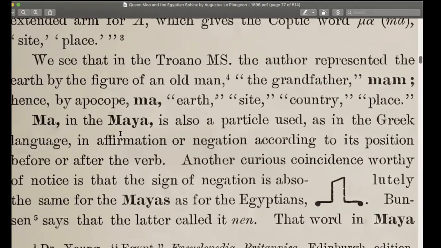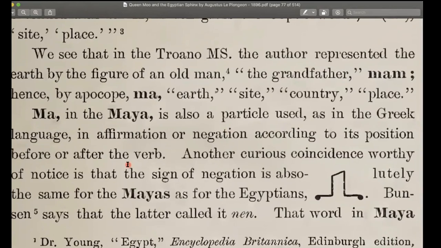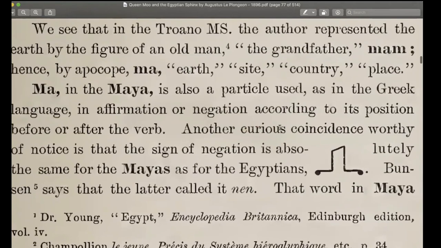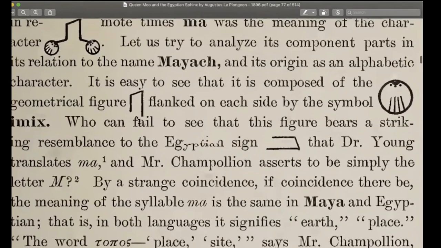Ma in the Maya is also a particle used, as in the Greek language, as an affirmation or negation according to its position before or after the verb. Another curious coincidence worthy of notice is that the sign of negation is also, all right, absolutely the same for the Mayas as for the Egyptians. You see that? All right, go back to the Maya. You see that?